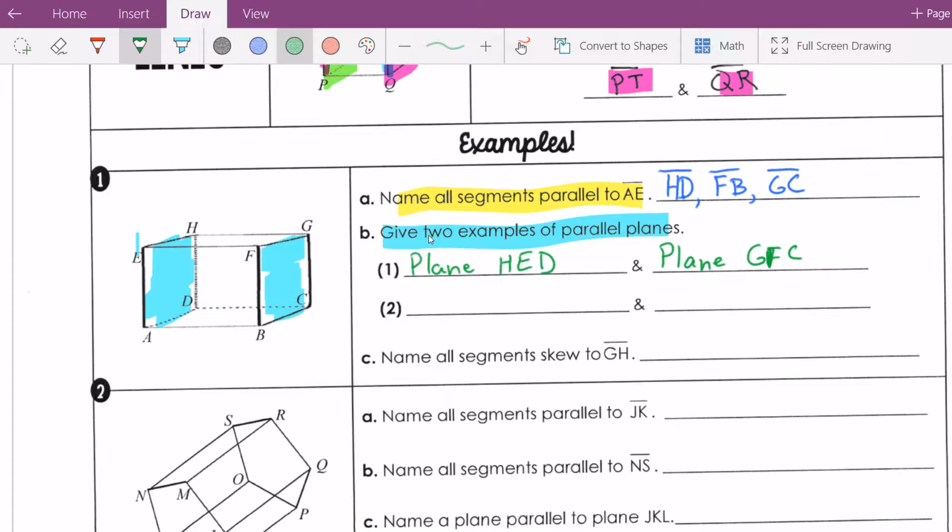And they want another example of this, so we'll pick another plane to start off with. Let's start off with the one in the front, and we'll call this one plane ABE.